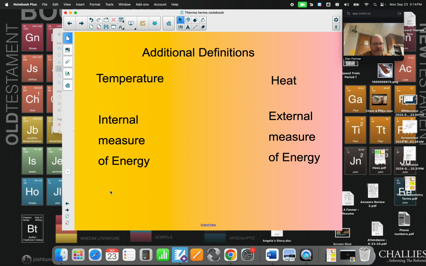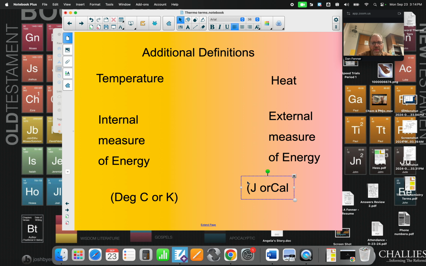Now, units of temperature are either degrees Celsius or Kelvin. Remember, Kelvin is an absolute scale. There's no degrees. And for heat, it's going to be either joules or calories.